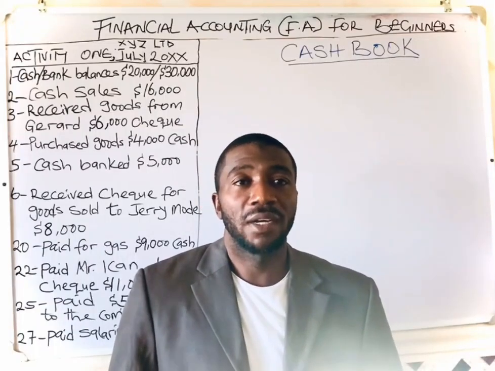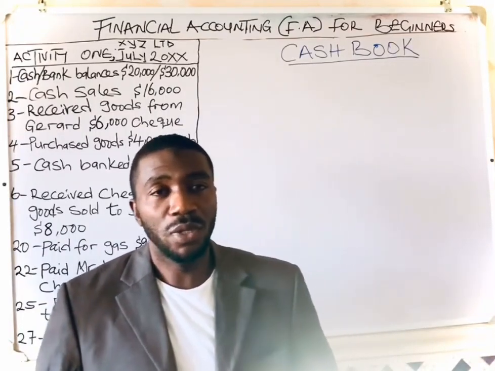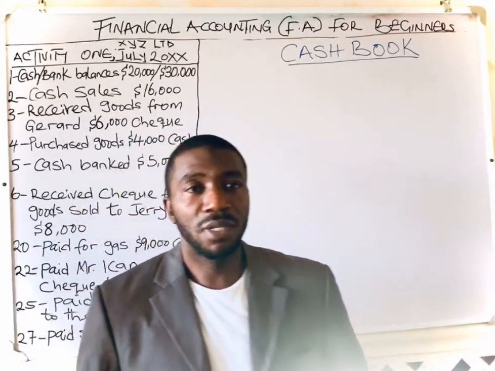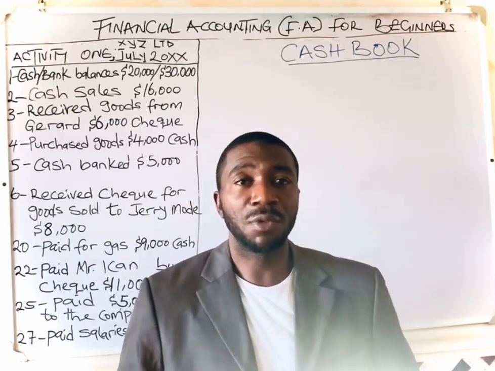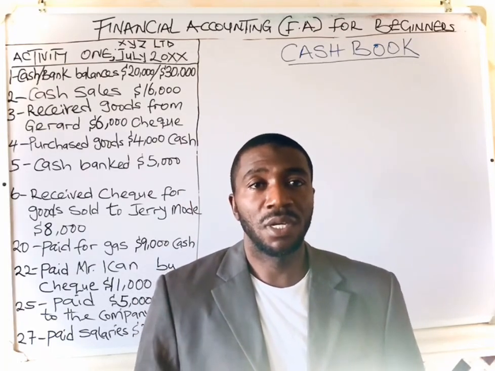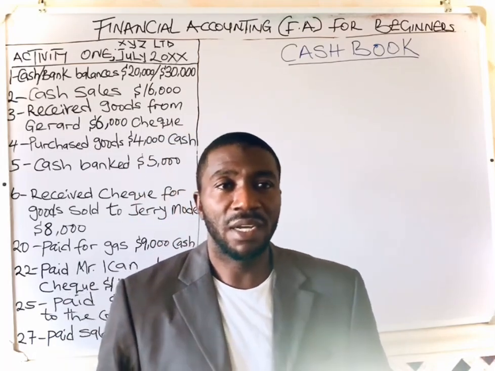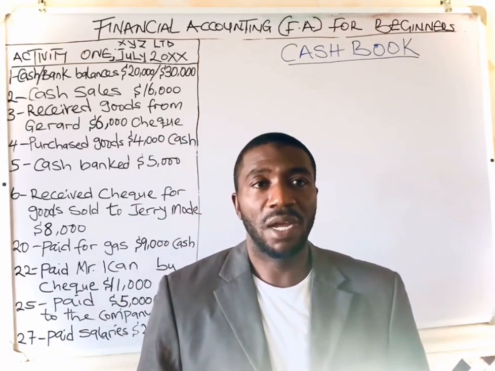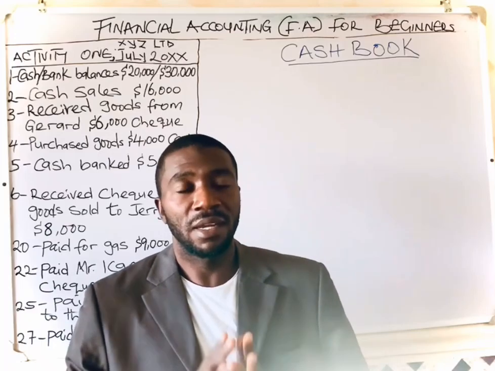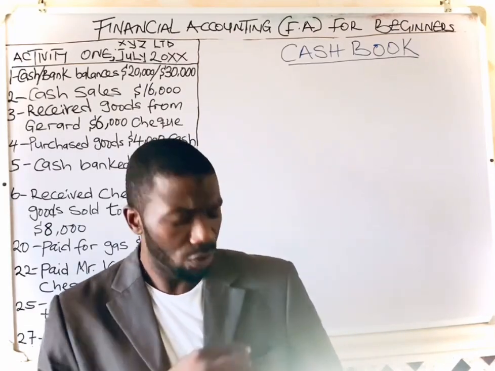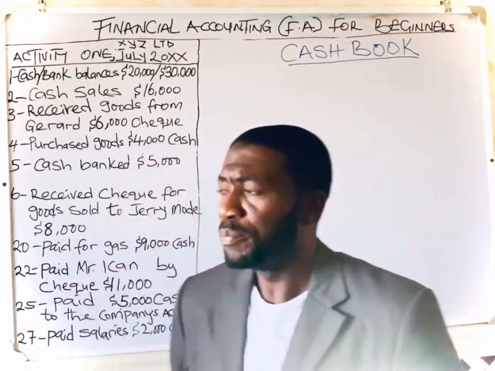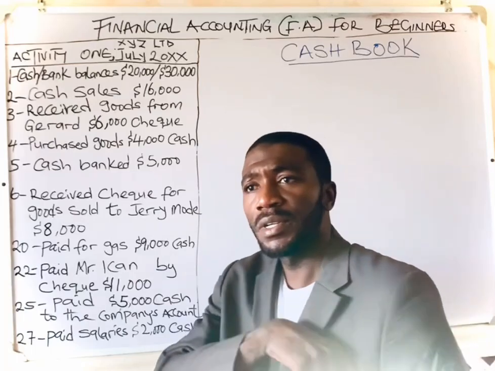Today we're going to look at the cash book. What is cash book? Cash book is a part of journal. It's a special journal that records only cash transactions. The transactions that are cash in nature are recorded in the cash book. So there are three main types of cash book.